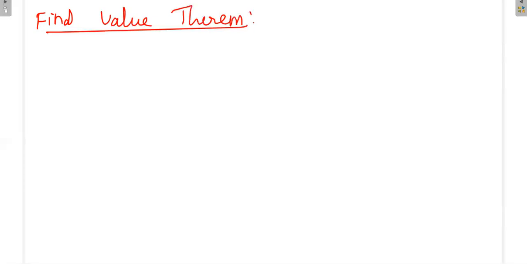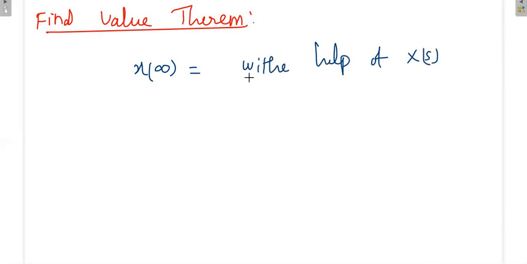What is final value theorem, then later we'll take the example. Final value theorem, again this is also the same. What is the value of the signal at infinite? Again, the same thing we can calculate with the help of x of s. With the help of x of s, that relation we are calling as a final value theorem.